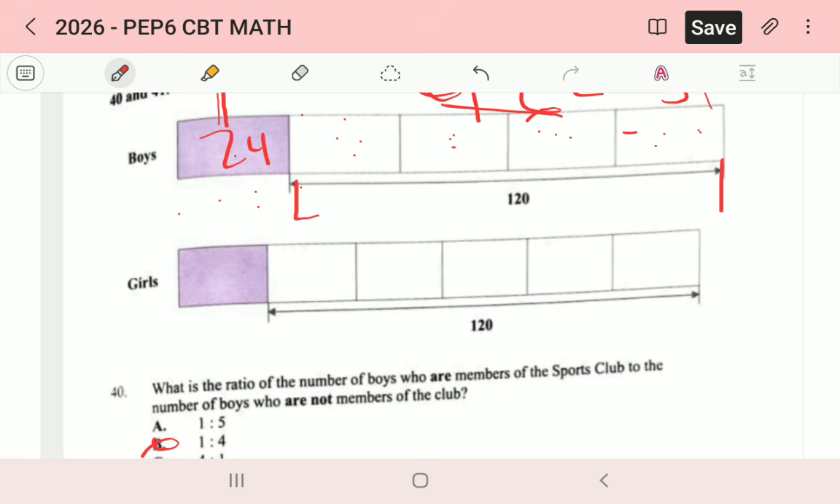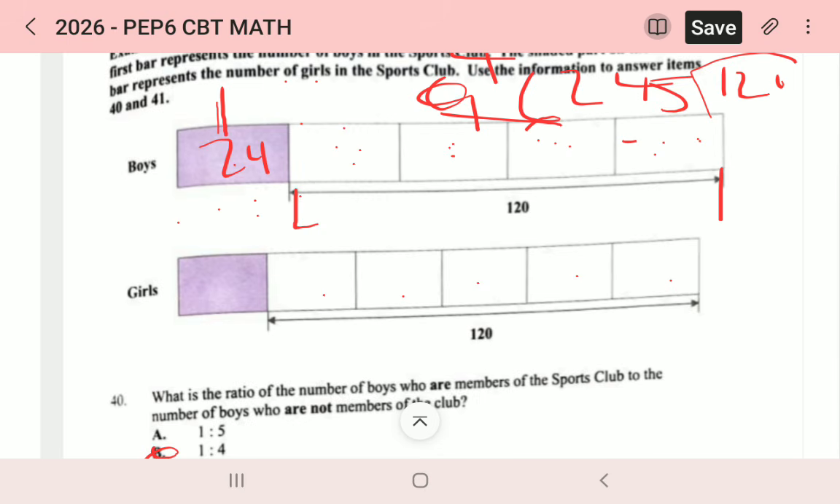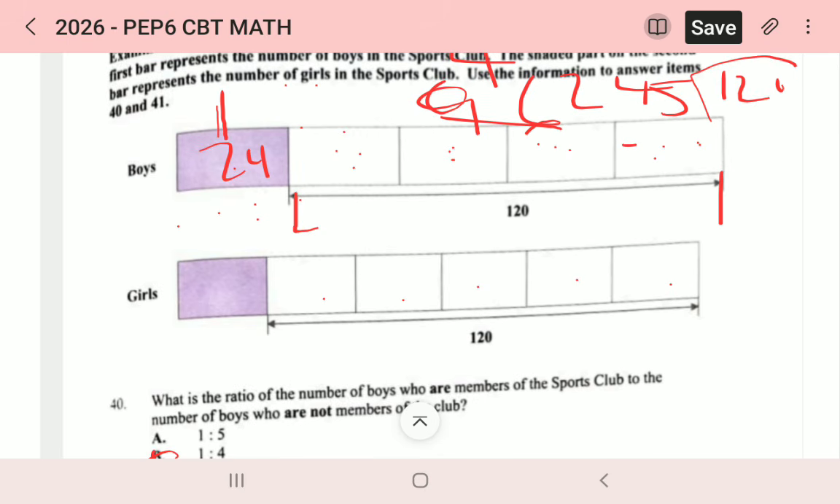So for this it's also 24. So 24, 24, 24, 24, 24. So you'd have 5 times 24 is what? 120. 1, 2, 3, 4, 5 times 24 is 120. So now you have 120 here, while right here is 96.